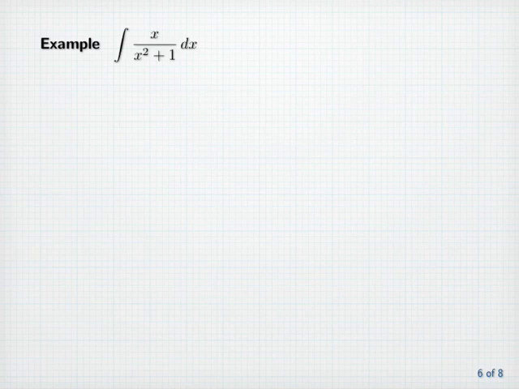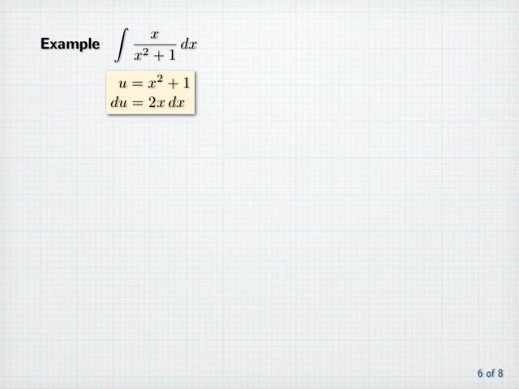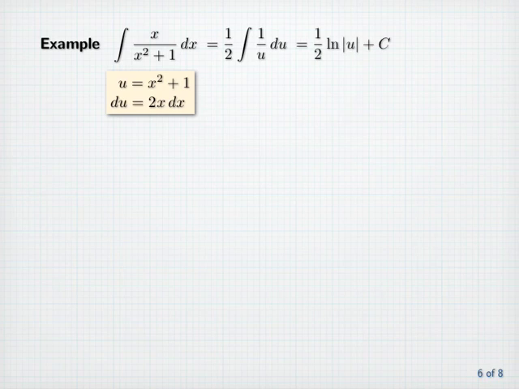Now let's look at a few more examples. First, let's compute the indefinite integral of x divided by x squared plus 1 times dx. We'll make a substitution here of u equals x squared plus 1. We calculate du equal to 2x dx, and so the integral becomes 1 over u times 1/2 of du. We'll bring our 1/2 outside the integral, and now u to the minus 1 power gives us a natural log of absolute value of u times 1/2 plus c.